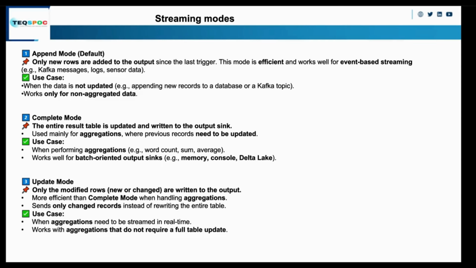In append mode, only new rows are added to the output. It is quite self-explanatory, right? Appending means it will simply keep on adding the new records at the end. This mode is efficient and works well for event-based streaming, like Kafka messages, logs, sensor data.